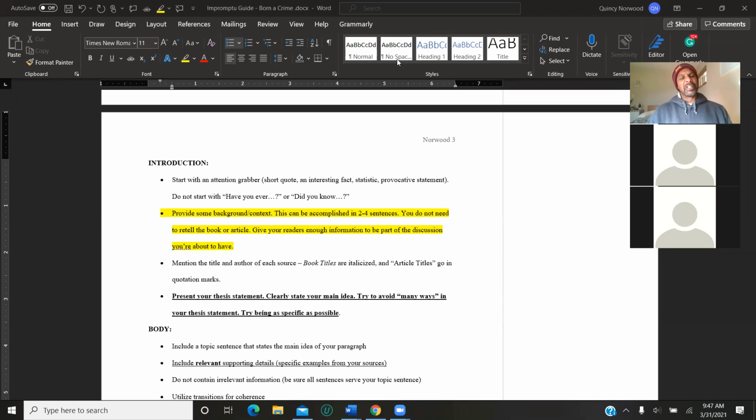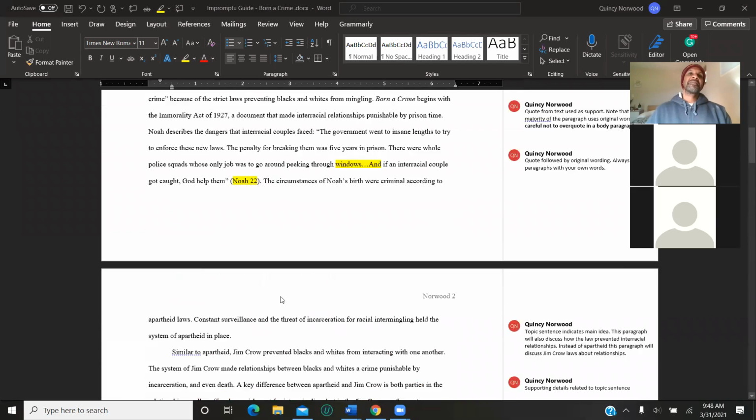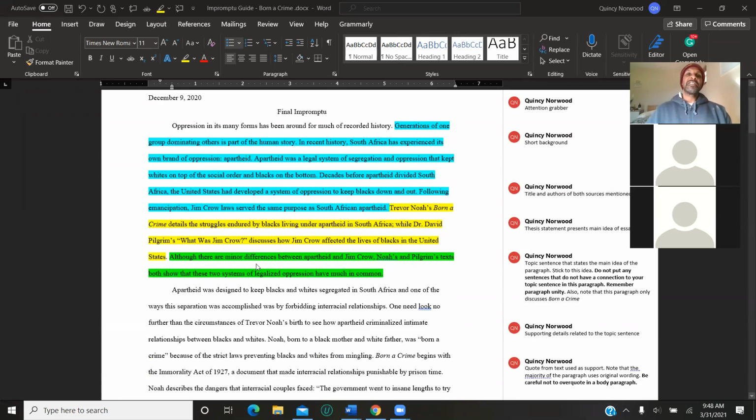Oh, don't say things like this either: apartheid and South Africa were similar but different. Don't make statements like that in your essay. Try to be specific. For example, minor differences between apartheid and Jim Crow. Noah's and Pilgrim's text both show that these two systems of legalized oppression have much in common. So this statement sort of said they're similar but different, but didn't use those words, and then there's more specifics.